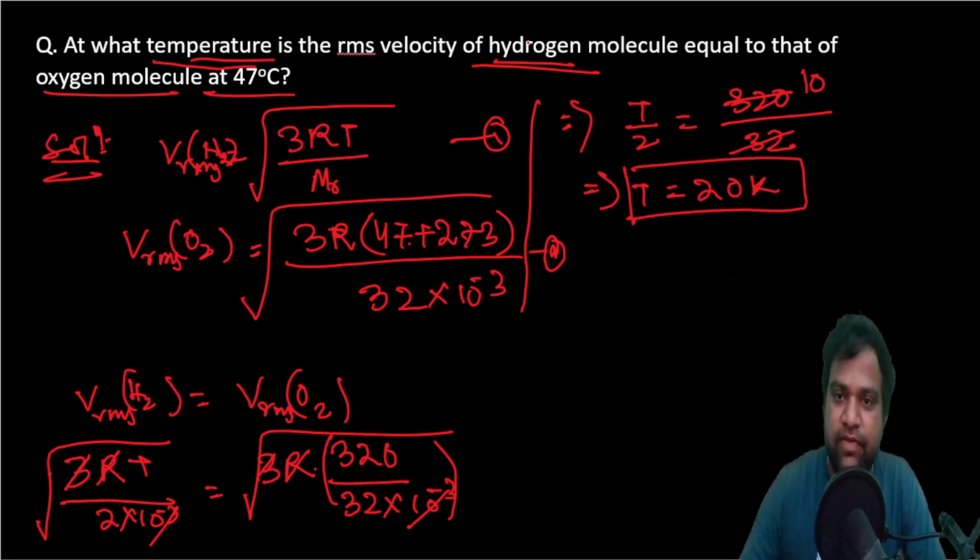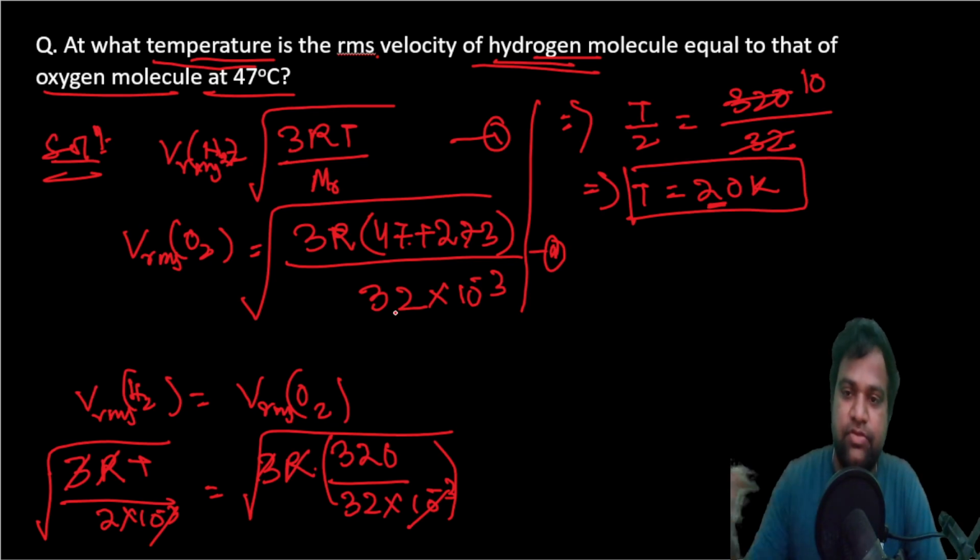So this is the answer. At 20 Kelvin, the RMS velocity of hydrogen is the same as that of the oxygen molecule at 47 degrees, that means 320 Kelvin. What can we observe here? Hydrogen molecules are generally lighter. The speed at 20 K means a smaller temperature, and to have the same RMS speed, the oxygen molecule should be at a temperature of 320 Kelvin, 47 degrees. Oxygen molecule is heavier, so at a higher temperature it will acquire the same speed as the hydrogen molecule, which is at 20 Kelvin.